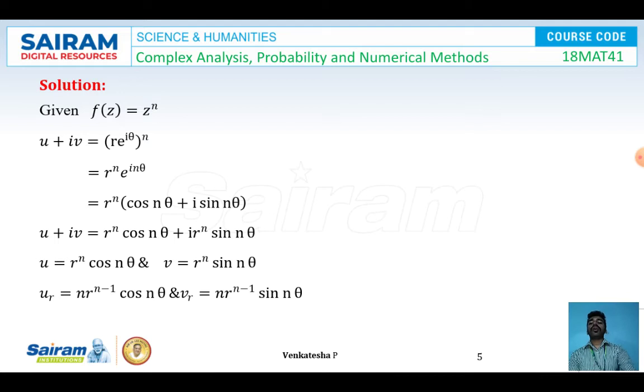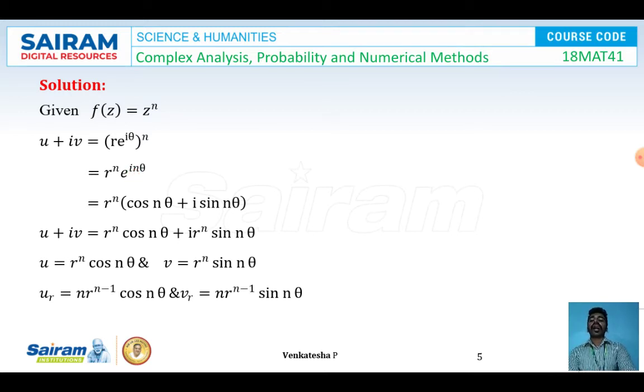So I got f of z is equal to z power n. Since f of z is a complex variable, I can replace it as u plus iv and I'm putting z is equal to r into e power i theta in terms of polar form. So I got u plus iv is equal to r into e power i theta whole power n. So on expanding this, I got r power n e power i n theta, and we know how to expand e power i n theta. It is given by cos n theta plus i sin n theta.